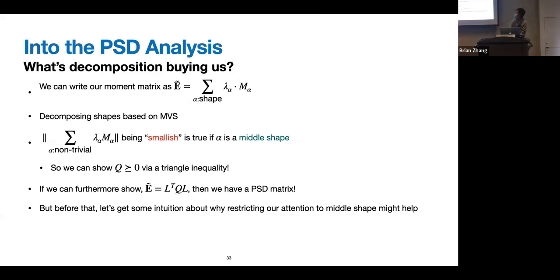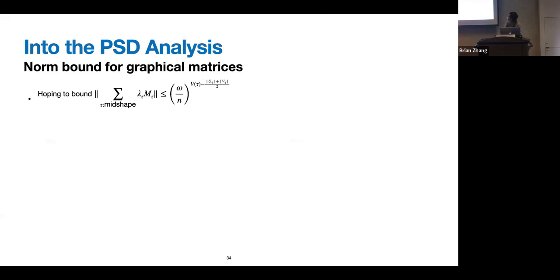But before that, let's get some intuition why restricting ourselves to middle shape really helps. And to see this, we want to do some matrix norm bounds. Because we want to bound this quantity, which is a sum of Fourier coefficient times a spectral norm of M alpha or M tau. We want to bound it by some quantity.